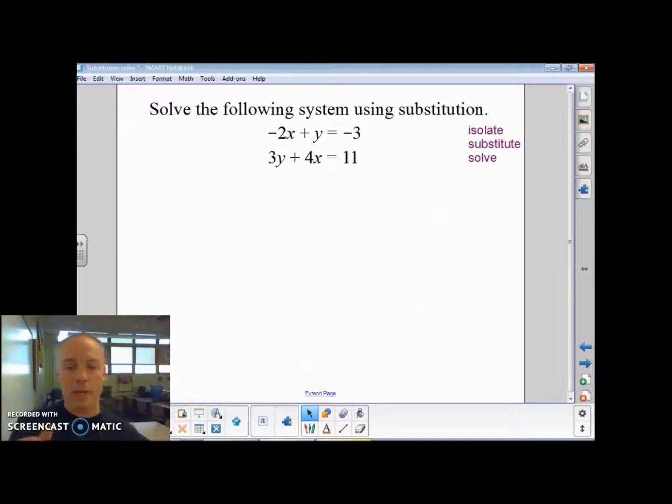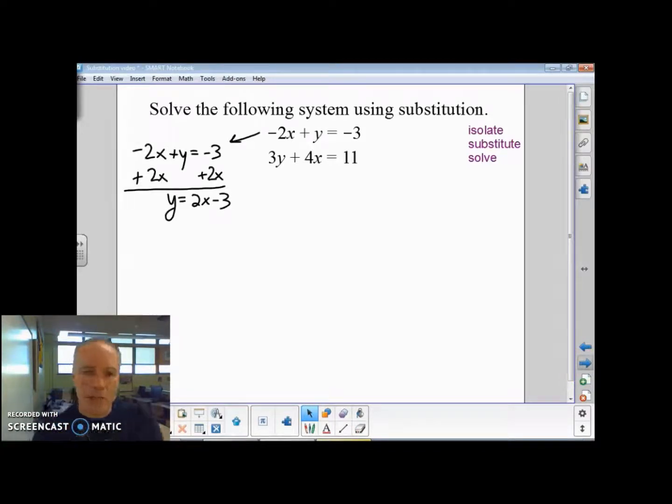Now what I'd like you to try and do is pause the video. I want you to try to solve this system of equations. Your first step is to choose an equation in which you want to isolate a variable. You can choose which variable you want to use. My hint is to use the first equation and isolate it for y. Pause the video and give it a shot. Okay, I hope you paused it. Here we go.